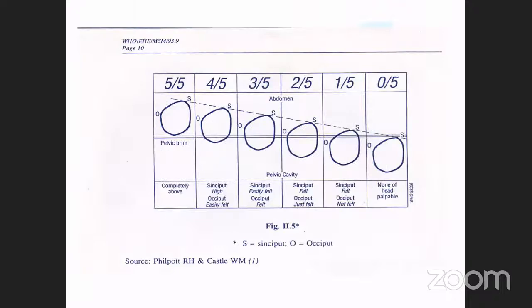So this is the descent. 5/5, the head is floating, has not entered the pelvis. 4/5 has started entering. 3/5, a significant proportion has entered. 2/5, it is fully engaged. 1/5 and 0/5, the head is wholly in the pelvis.